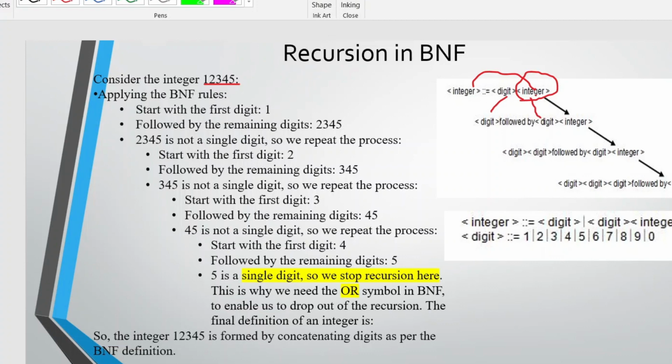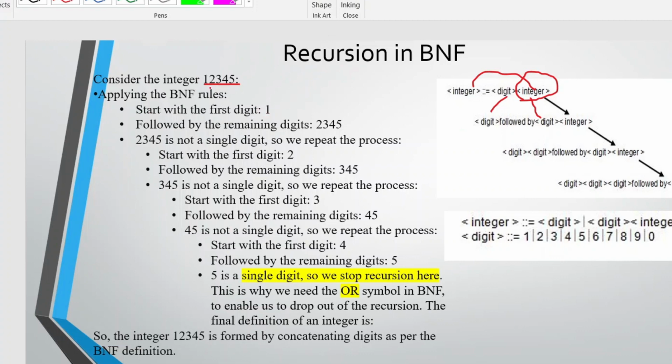Digit, this digit over here, and then this integer over here. So it is going to repeat itself again and again, until the last digit, or the final definition of a final symbol, is written. Okay, so we start with the first digit 1.